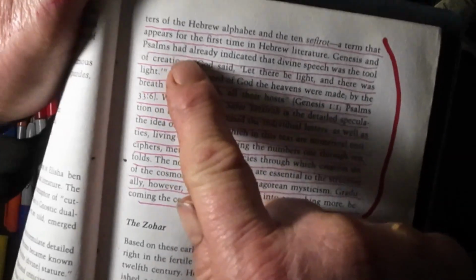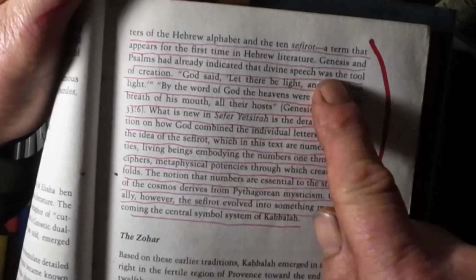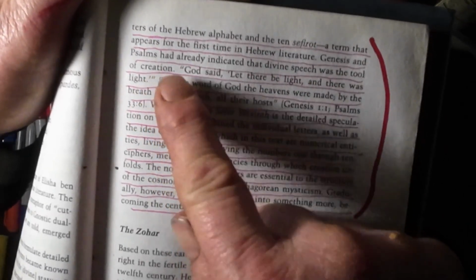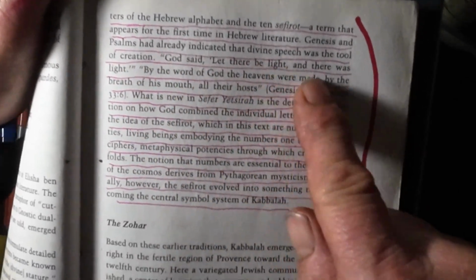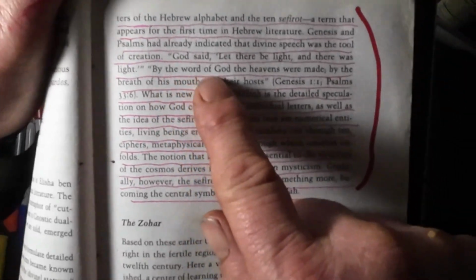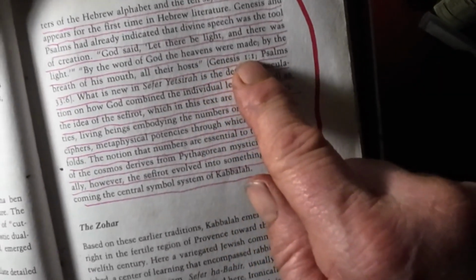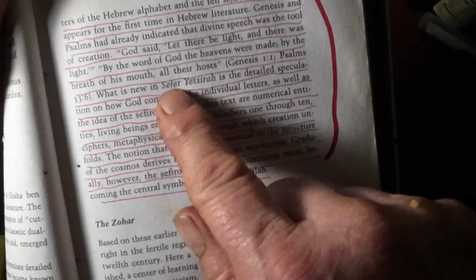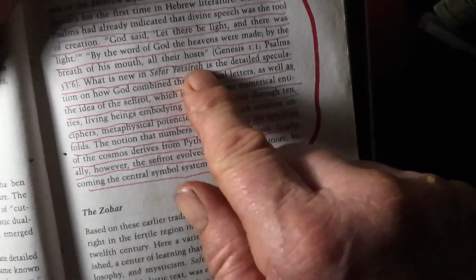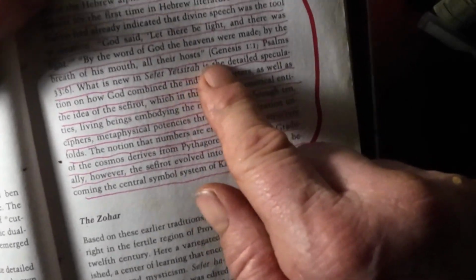Genesis and Psalms had already indicated that divine speech was the tool of creation. God said, "Let there be light," and there was light. By the word of God the heavens were made, and by the breath of his mouth all their hosts. That's in Genesis 1:1 and in Psalms 33:6. What is new in Sefer Yetzirah is the detailed speculation, and I apologize if I'm not pronouncing any of these words correctly. I'm doing my best.